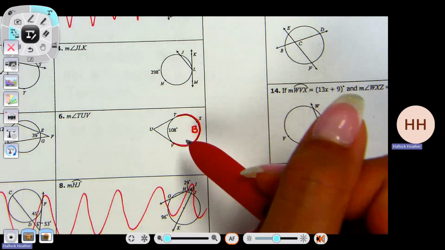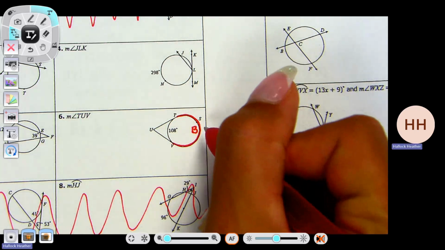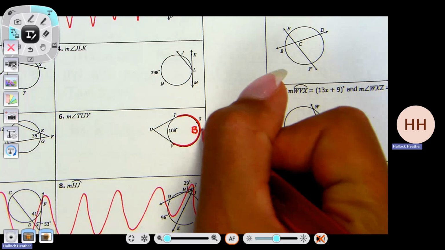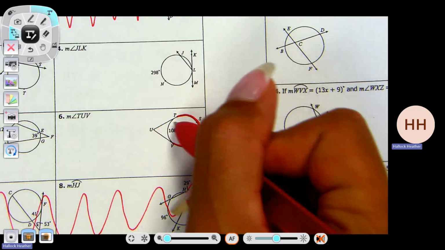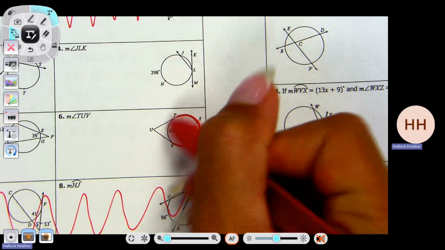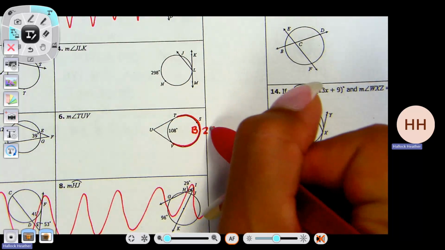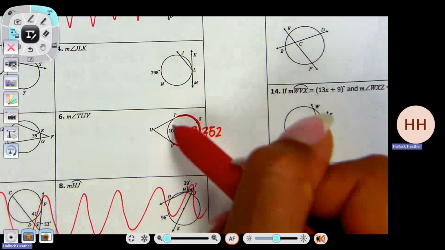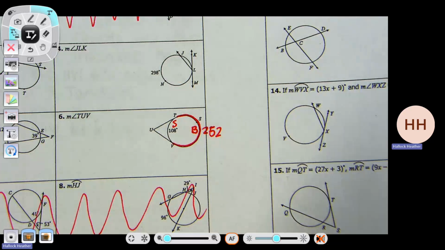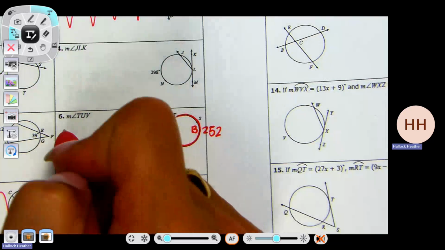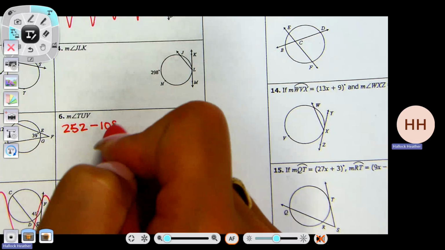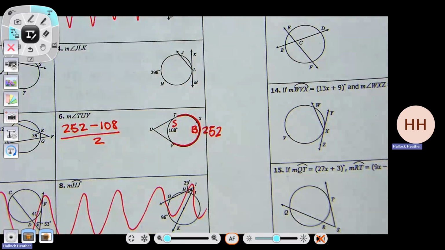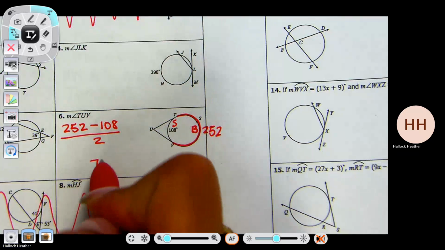How much is it? 252? Yeah. Okay, 250. That's okay. No, it's not 252. What if you subtract from 3? Is it 252? Yeah. Oh my God, I'm having a brain fart. I'm sorry. So this is small arc. So what are we gonna do with big arc and small arc? Subtract it. So 252 minus 108 divided by 2. What do we got? 72. Well, that was easy.